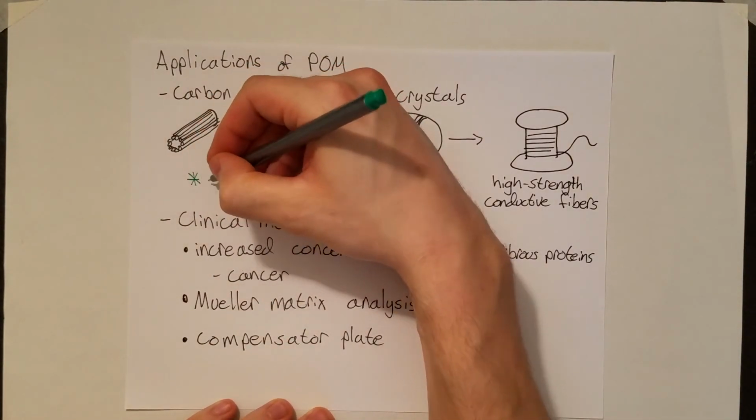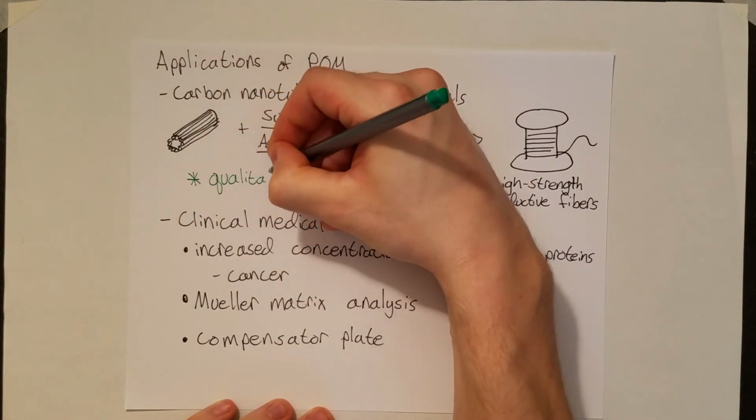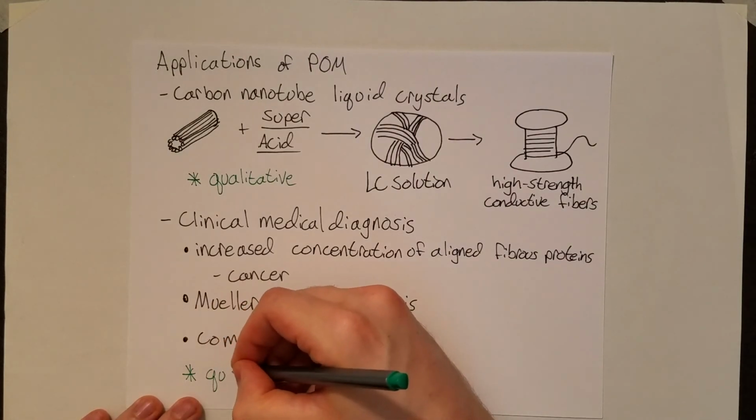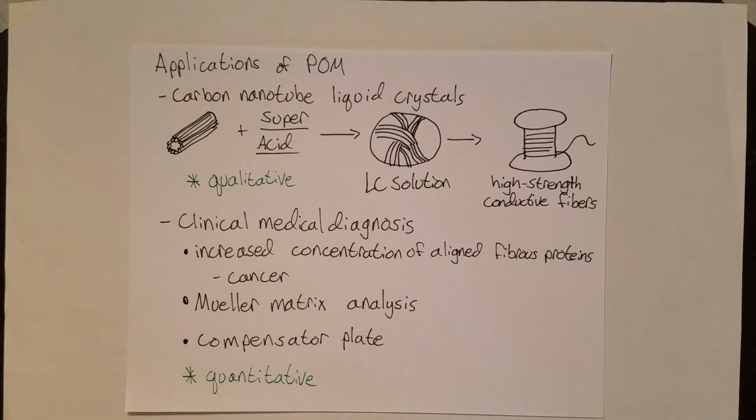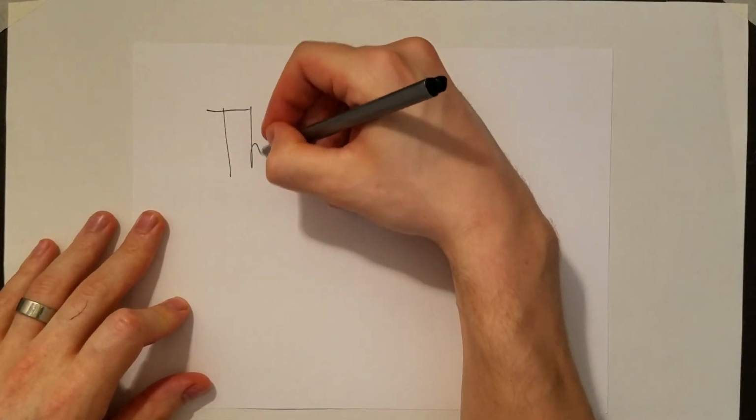In this video, we've seen that POM is used to study molecular order in anisotropic materials in qualitative or quantitative ways. POM is useful for a wide range of applications, from material science to medicine.